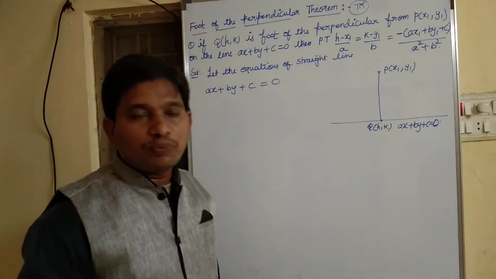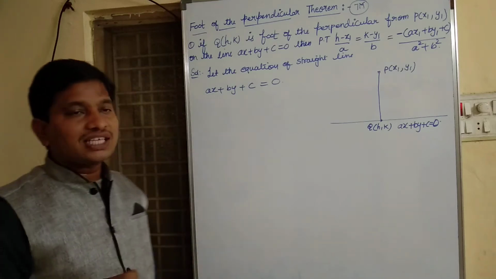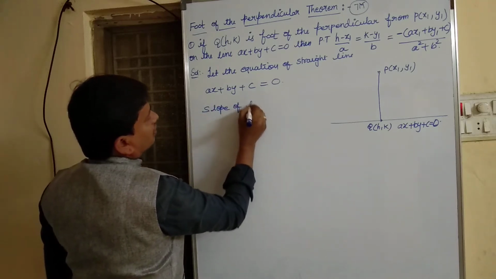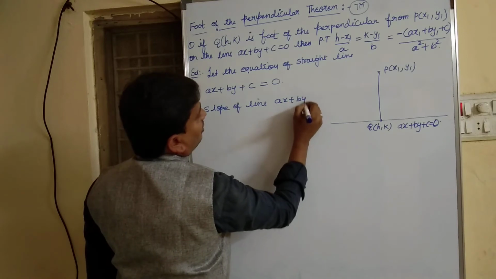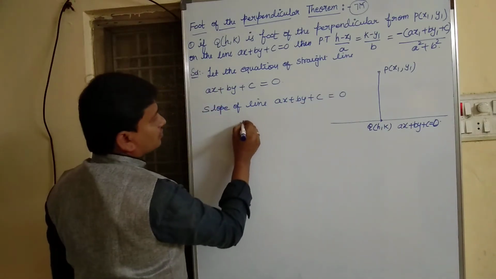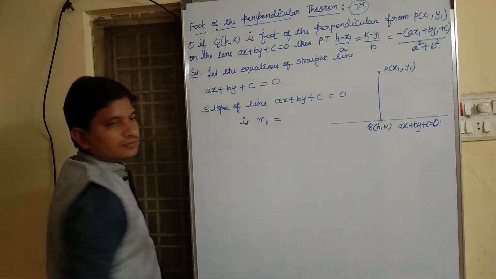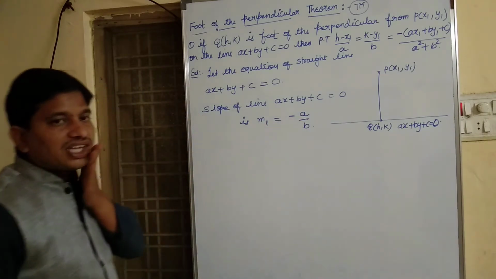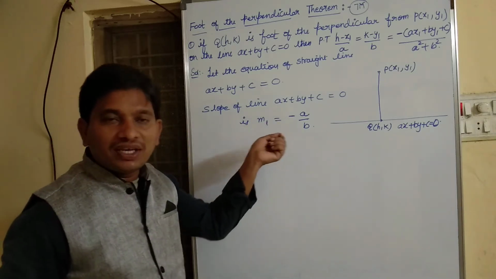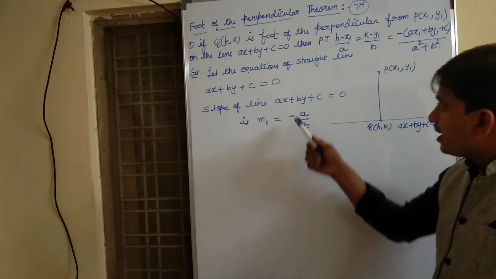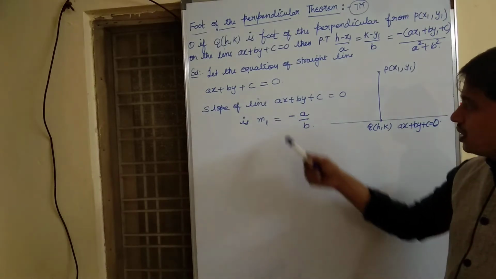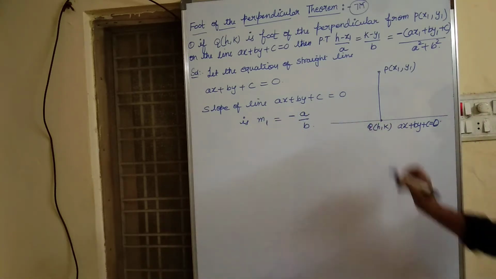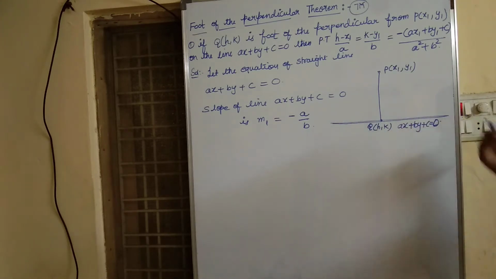Students, what is the slope of straight line? As we know, the slope of the line ax plus by plus c equal to 0, we call it as m1, which is minus a by b. So minus a by b is the slope of the line ax plus by plus c equal to 0. So we found the slope of the line ax plus by plus c equal to 0.